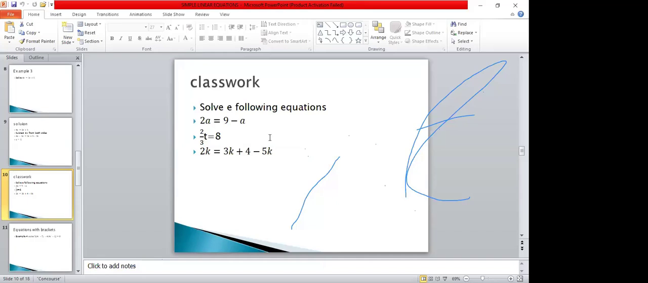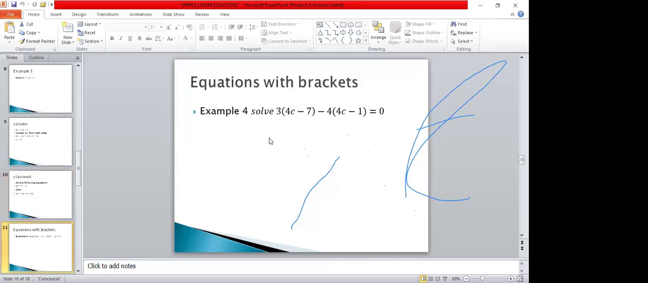So Aisha has left the meeting. So let's look at equations with brackets.